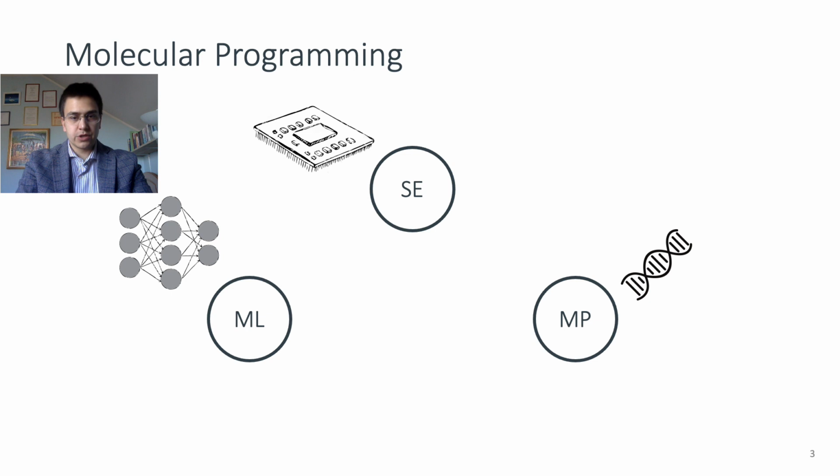Now, the areas of software engineering, molecular programming, and machine learning are tightly connected to the domains I mentioned on the last slide. So in my research, I explore connections between these different areas and models of computation, and in this talk I'll particularly focus on molecular programming, that is how we utilize software engineering and machine learning to help the field of programming with chemistry.